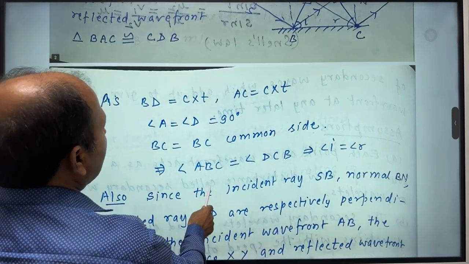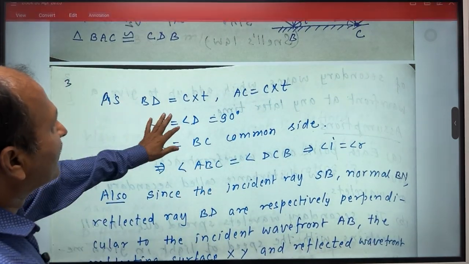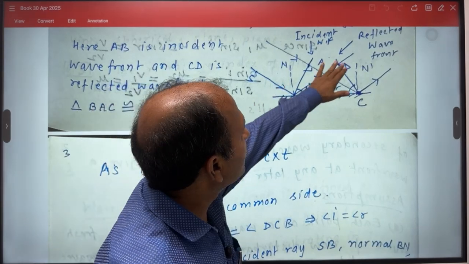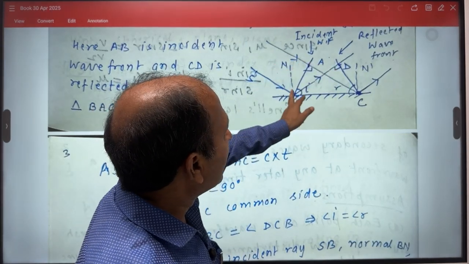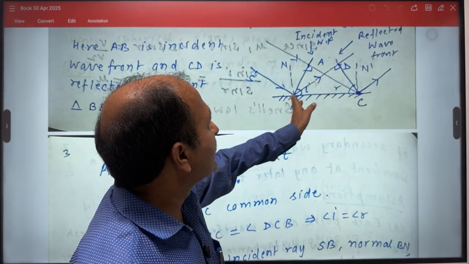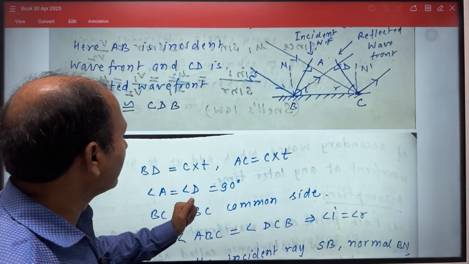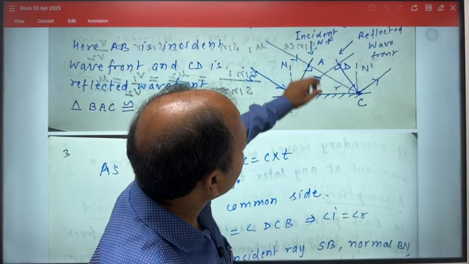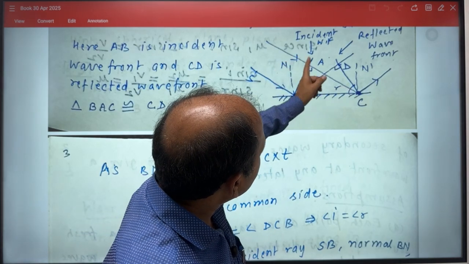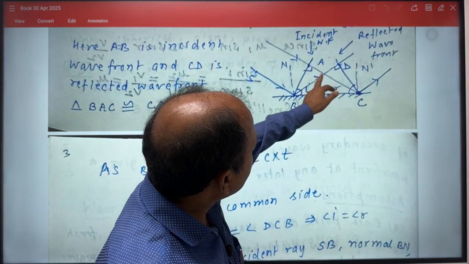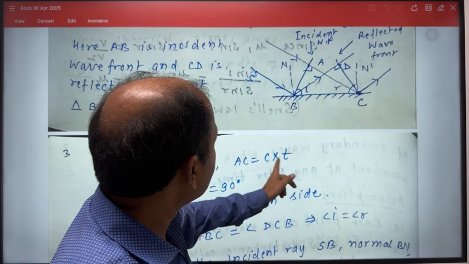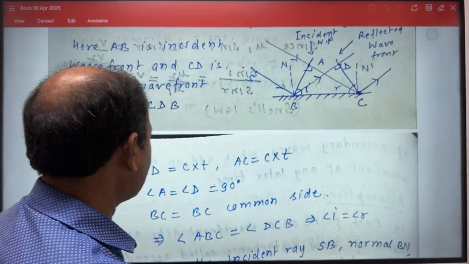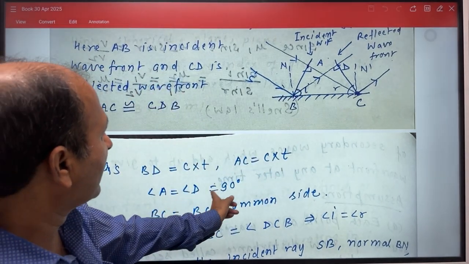The same thing is explained here. BD, that portion, BD means from here to here, speed of light is c, and suppose time taken is delta t. So this BD will be c times delta t, or just write t. Similarly, AC, medium is same, so speed of light is c, so A to C, c times time taken t, so this is ct. So both BD and AC will be equal, as I have already discussed, and angle A equal to angle T.